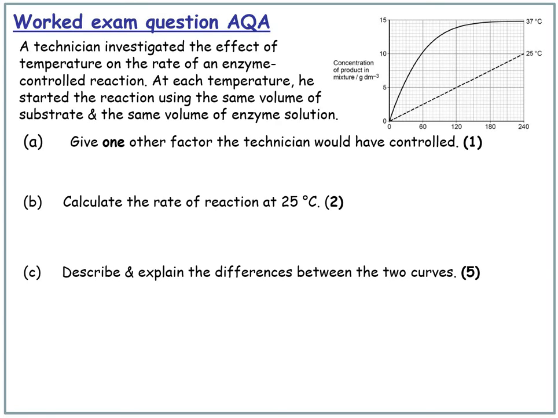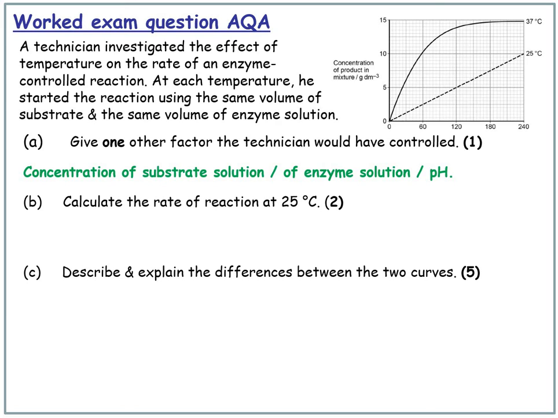So he's investigating temperature on the rate of reaction. It means he's going to have to keep everything else the same. Now he's already said that he's going to use the same volume of substrate and the same volume of enzyme. So you've got to keep all other factors the same. So you definitely keep the pH the same. You keep the concentration of the substrate the same, and the concentration of the enzyme solution the same.